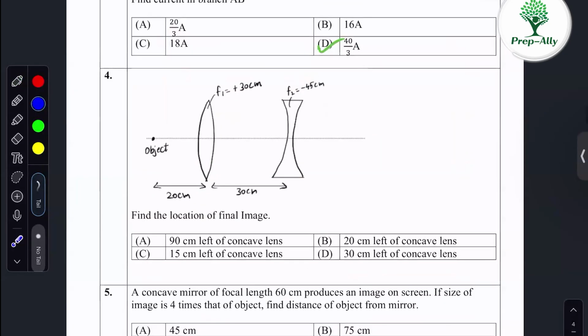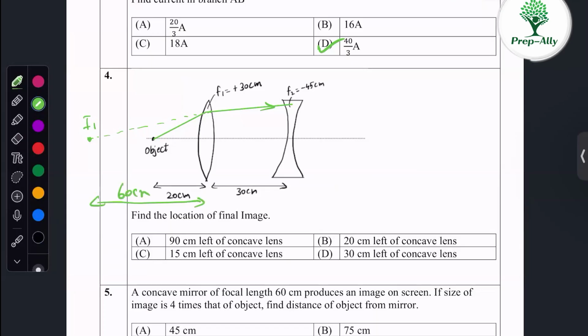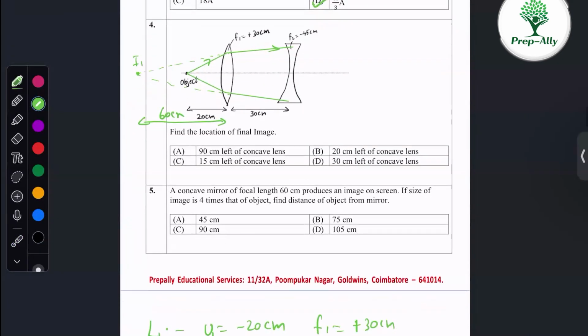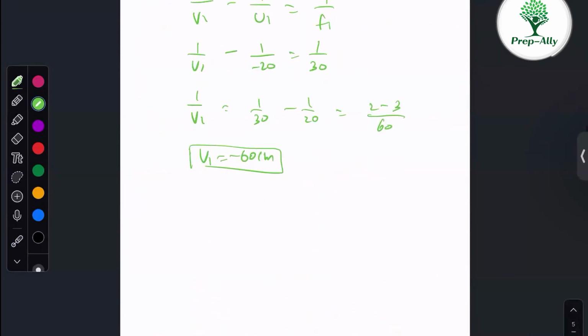Negative means the image is formed on the same side, which means after passing through the first lens, it will look as if it is coming from the first image, getting formed at 60 centimeters from the lens. Now for the second lens, this will act like the object because rays are hitting the second lens. It looks like it's coming from here. So the image of the first lens will act like the object for the second lens.